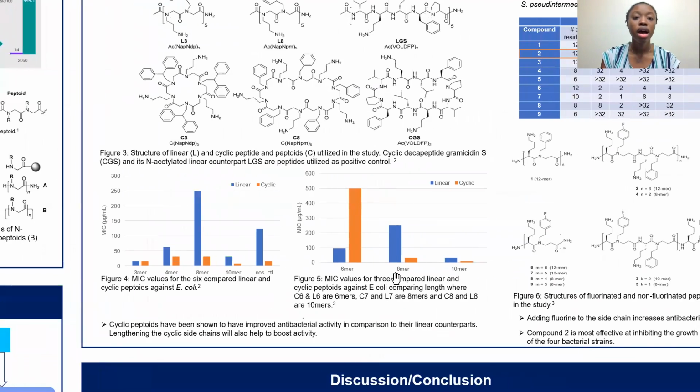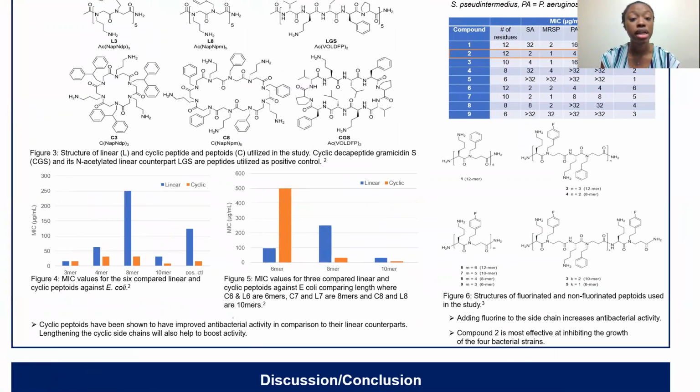It is shown that across all 5 samples, the cyclic peptides performed a lot better than their linear counterparts. Another property that has been investigated is whether lengthening the side chains would also increase the antibacterial activity of these peptoids. It is shown that an increase in the length is synonymous with an increase in the antibacterial activity. With the exception of the hexamer C6, the cyclic peptoids outperformed the linear peptoids across all the E. coli that was used.